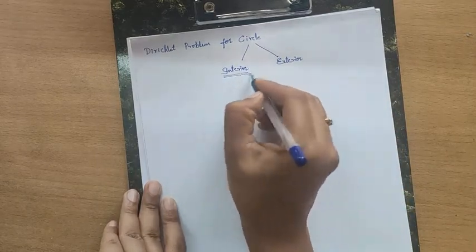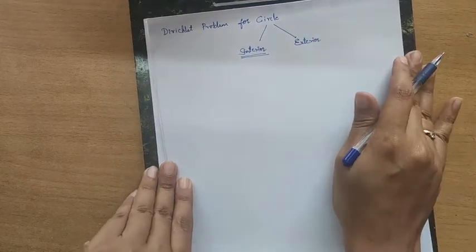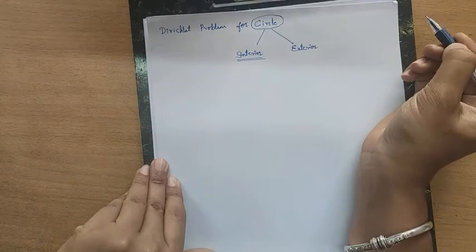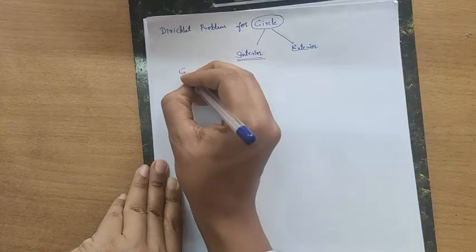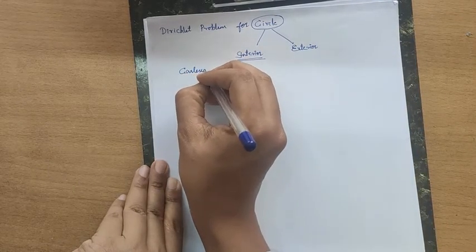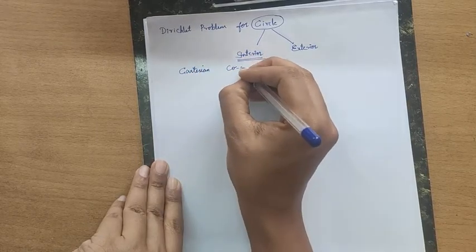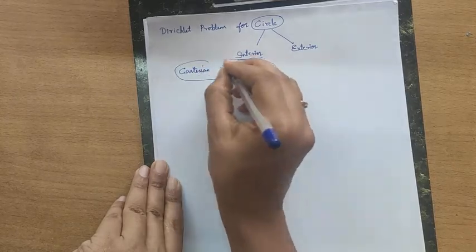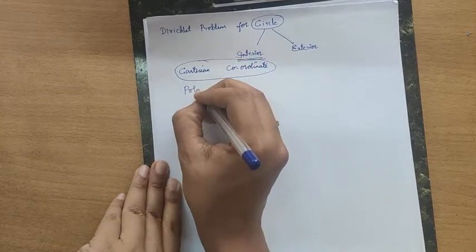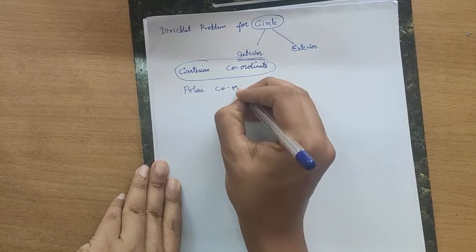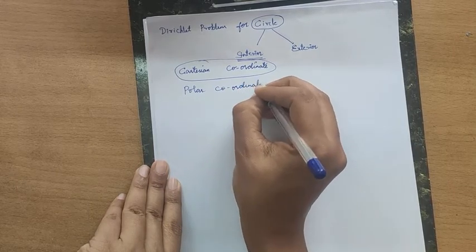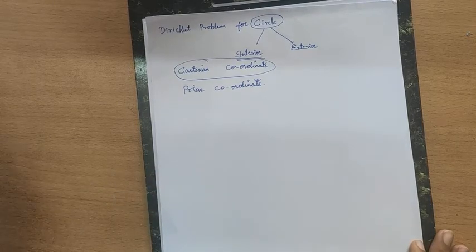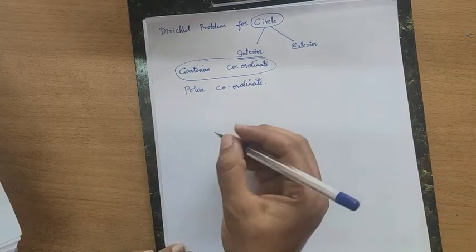First, let us see what is interior Dirichlet problem for circle. Since we are choosing circle, we cannot use the Cartesian coordinate. Instead of Cartesian coordinate, we will use polar coordinate. Okay, instead of this we will use polar coordinate system. So first let me write the equation of Laplace equation in polar coordinates.